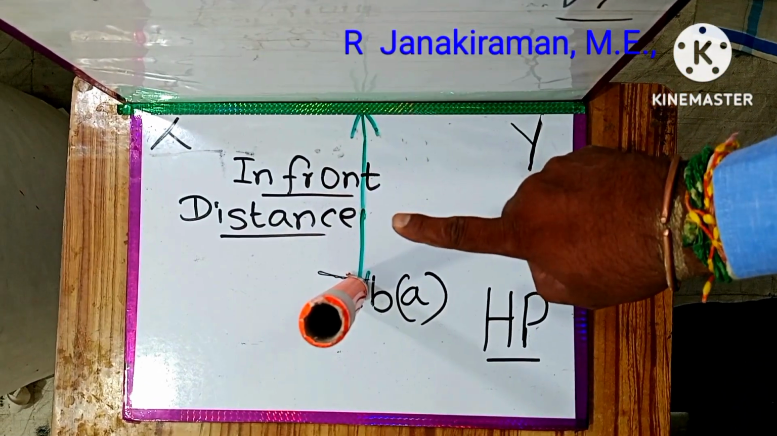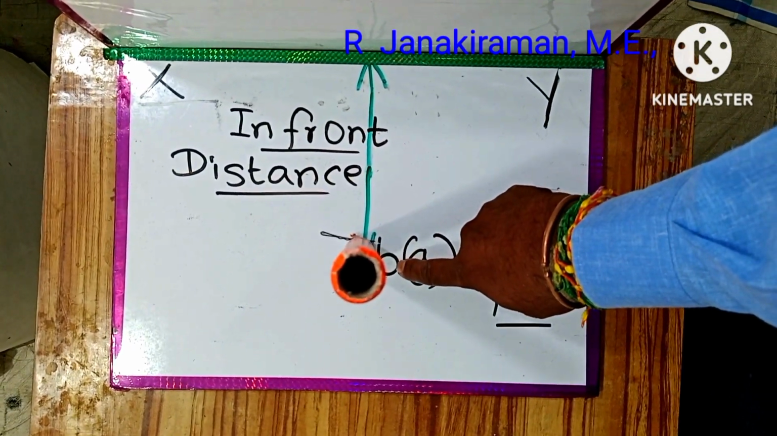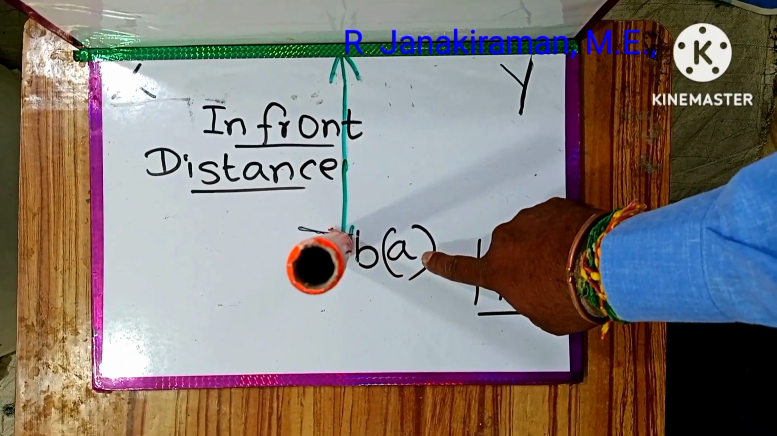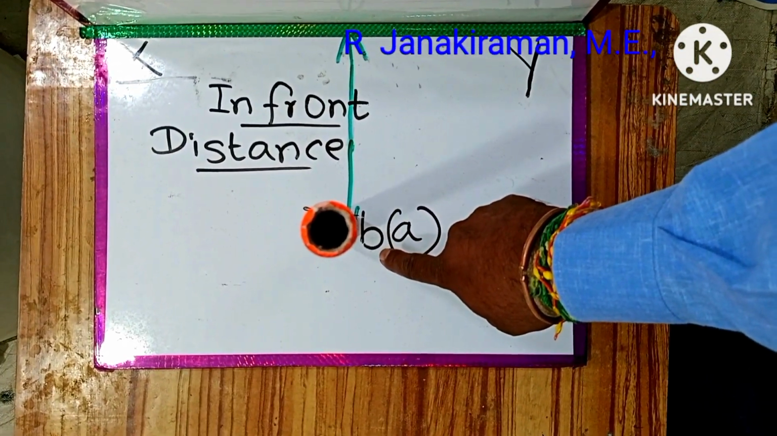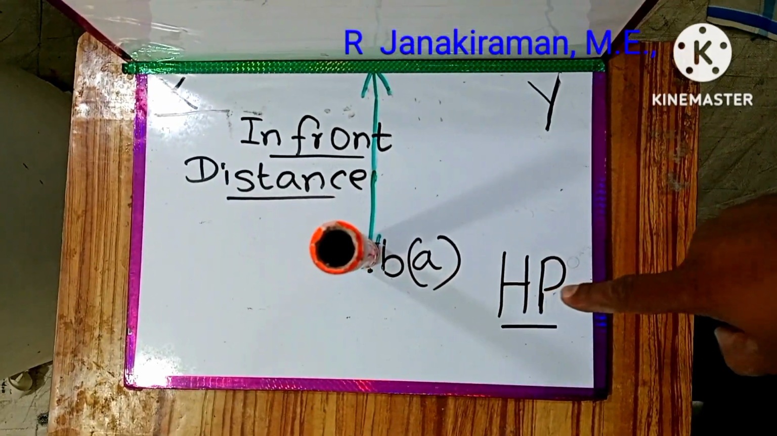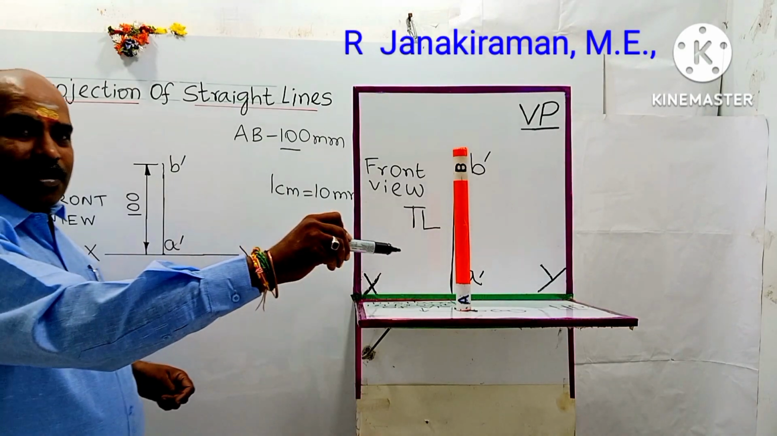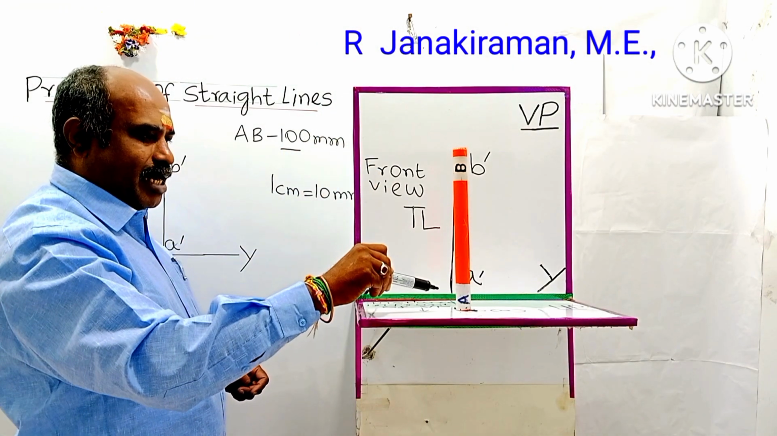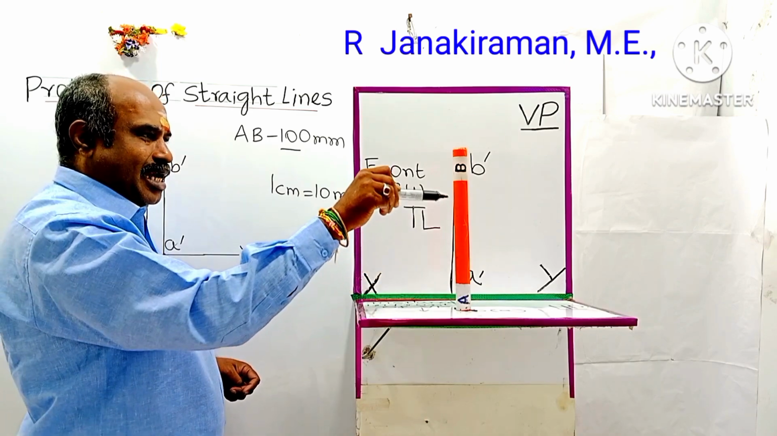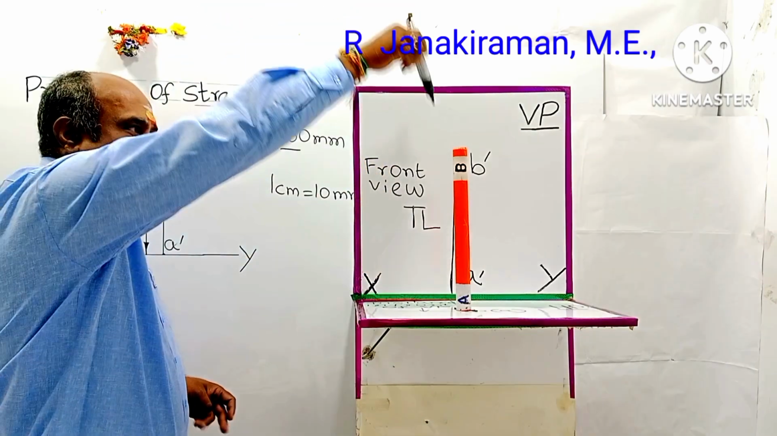This is the distance, and the projected point will be marked as B and bracket A. The merged point with B will be A. That you have to understand. So this is the position of the straight line perpendicular to HP and parallel to VP. Parallel means this is the distance seen in the top view.